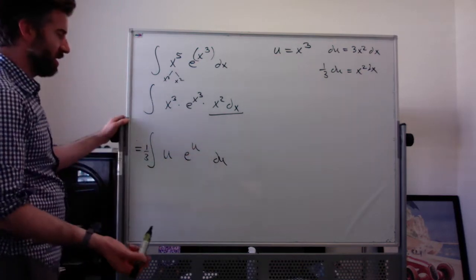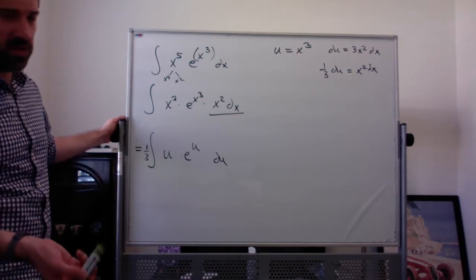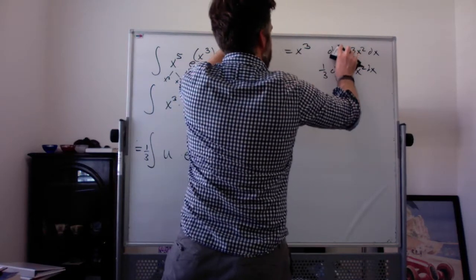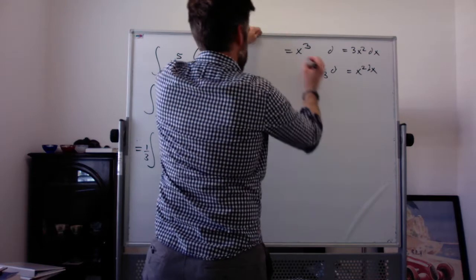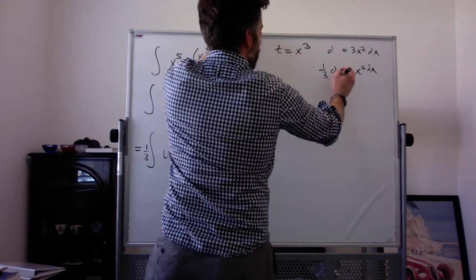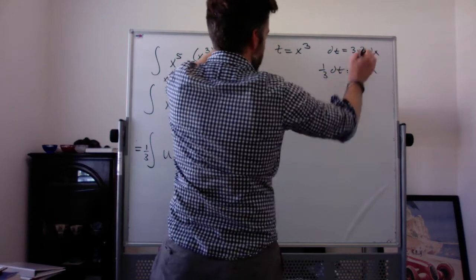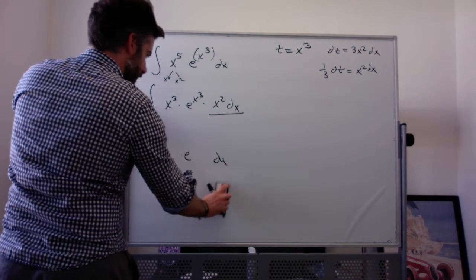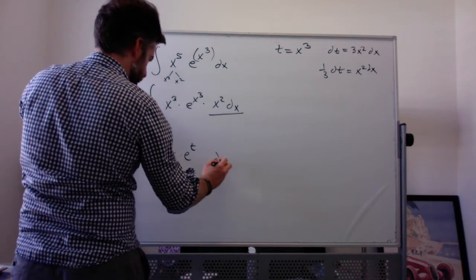And this is where I'm always like, I should use a different letter, because now I'm going to do integration by parts and I don't like using u with u already. So let's go back and actually change all of our u's to t's, just so that we can then do a nice u substitution, u integration by parts. So t equals x cubed, dt equals 3x squared dx, 1/3 dt equals x squared dx. And then this is the integral of t e to the t dt.